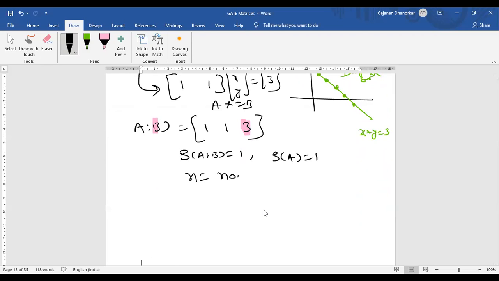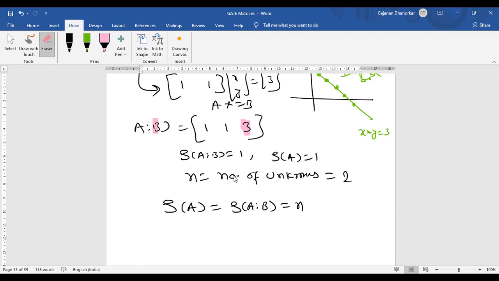N is equal to the number of unknowns. How many are there here? 2. It is 2. That means we are getting the case where the rank of matrix A is equal to the rank of augmented matrix AB, but here this is less than n. N is the number of unknowns. This is less than n. This is 1, and this is 2. And in this case, how many solutions are we getting?